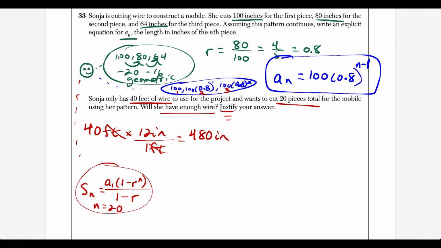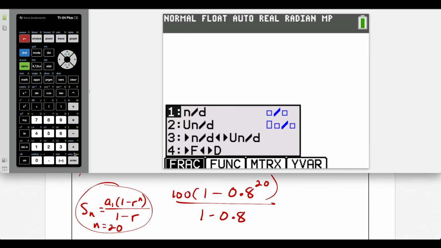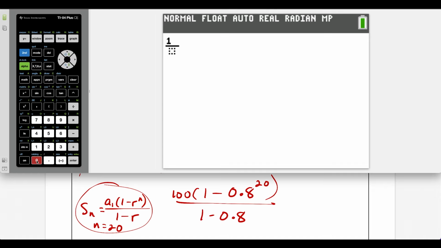So first, we're going to have our first term. This is our a1 term here. We're going to have 100 times 1 minus the r value was 0.8. And n equals 20, so we're going to raise this to the 20th power. And then we're dividing by 1 minus r, so 1 minus 0.8. So now we can just type this in. We're going to press alpha y equals enter to pull up a fraction, and we have 100 parentheses, and then we have 1 minus 0.8 we are raising to the 20th power. And then we're going to divide by, let's just hit the right arrow to get out of the exponent spot, but we're dividing by 1 minus 0.8.